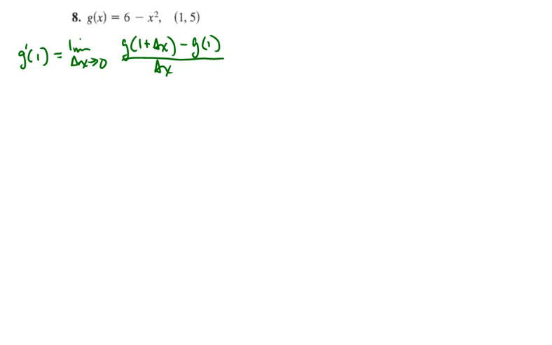And at this point we'll actually plug in the 1 plus delta x into the g function, and we'll plug the 1 into the g function, and we'll find the difference of those two. And so we still have the limit as delta x approaches 0. Now our function is 6 minus x squared, and so we'll write that as 6 minus parentheses 1 plus delta x, quantity squared, then minus g of 1.